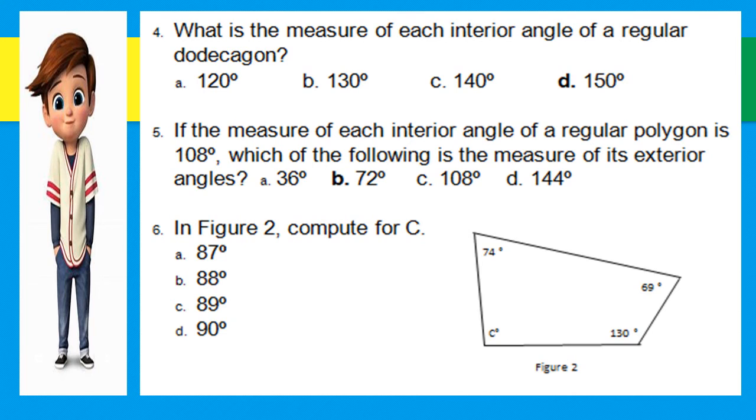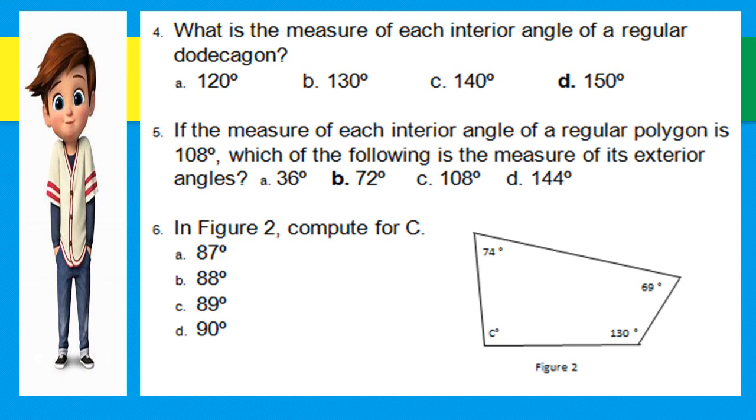Number 5. If the measure of each interior angle of a regular polygon is 108 degrees, which of the following is the measure of its exterior angles? Since the interior angle is 108 degrees, we are looking for its supplement. Now the answer is 72 degrees, with a total of 180 degrees.